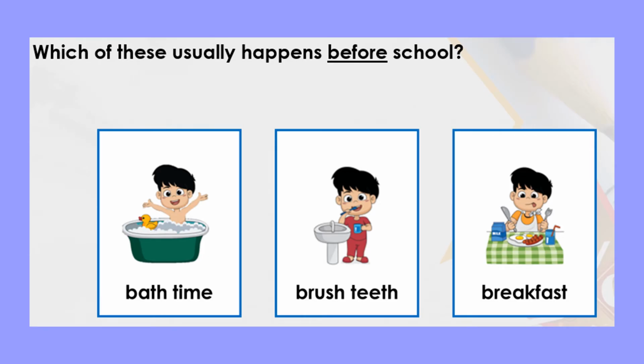Look at these pictures. They show a boy doing different things. It shows him at bath time. It shows him brushing his teeth. And it shows him having breakfast. The question says, which of these usually happens before school? Well, I'm not sure that there would be time for him to have a bath, but I would like to think he would brush his teeth and he would have his breakfast before school. How about you?